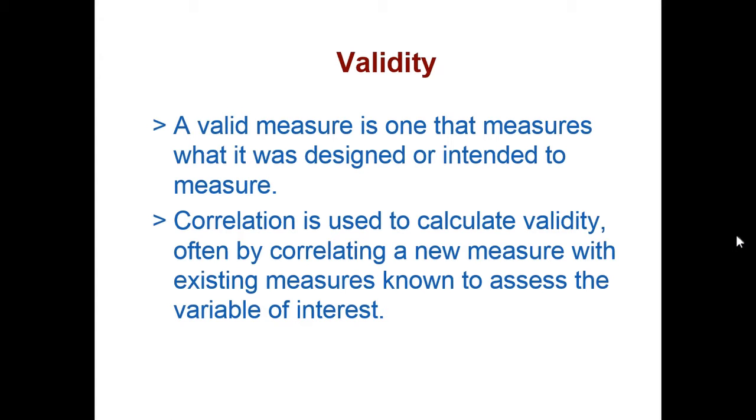Validity is the flip half. So plenty of scales can be reliable that are not valid. You can get the same score over and over again, but it won't be a score that means what you think it means. This is harder to test.